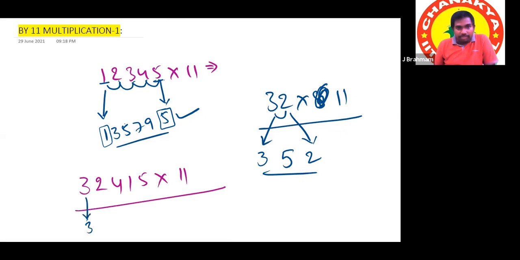Take 3 as it is. Now the next digit is 3 plus 2, 5. Next digit is 2 plus 4, 6. Next digit is 4 plus 1, 5. Next digit is 1 plus 5, 6. And the last digit is again 5. That's all, multiplication is over.